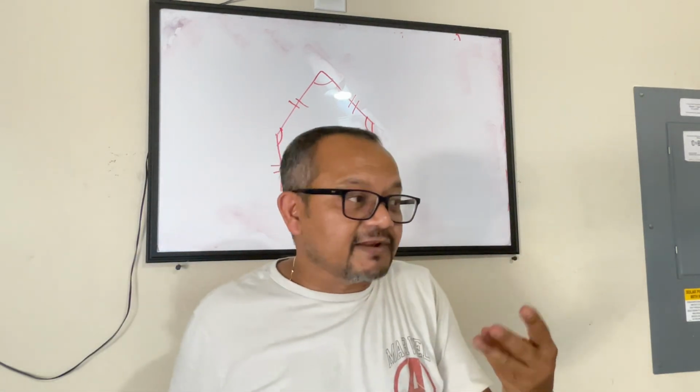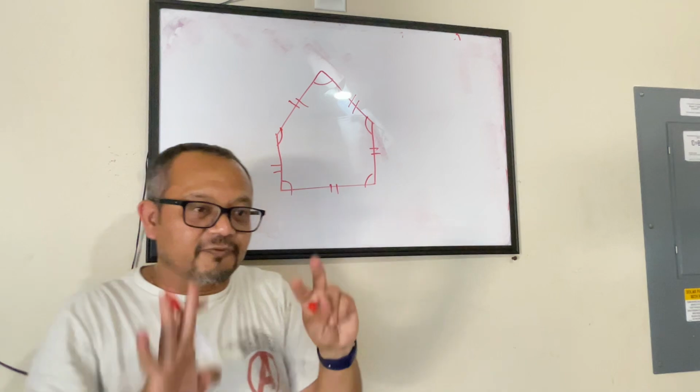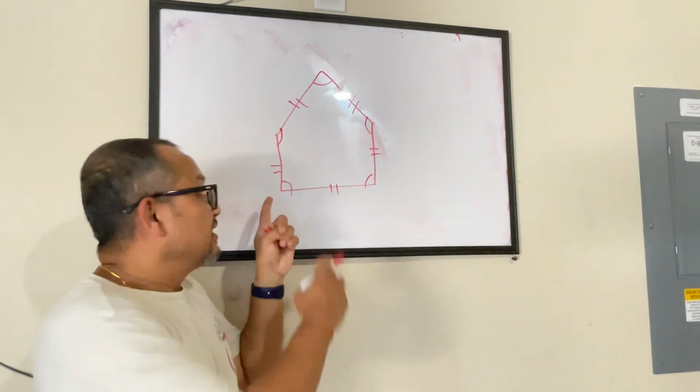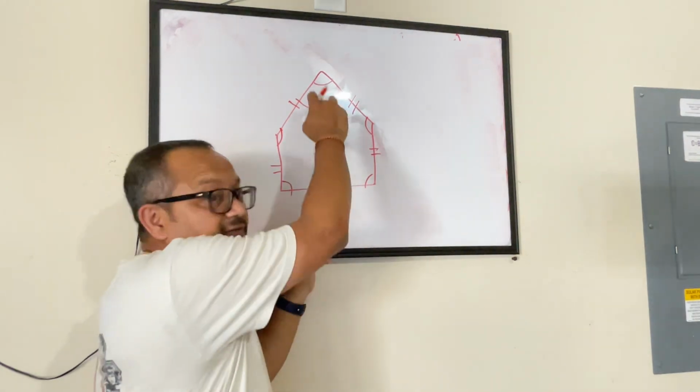We saw a triangle which had 3 sides, 3 angles. We saw a quadrilateral which had 4 sides, 4 angles. We have seen a pentagon which had 5 sides and 5 angles.